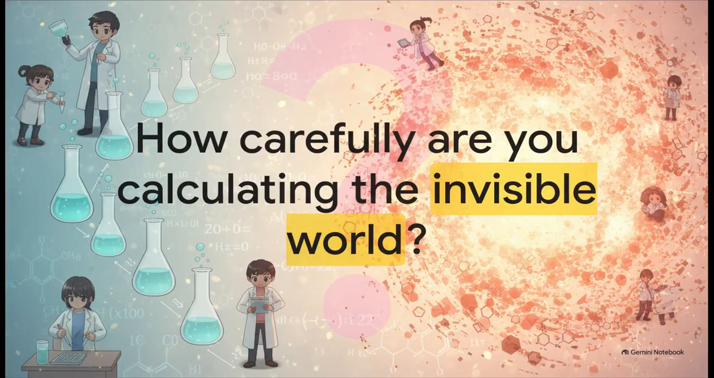I want to wrap up this explainer by leaving you with a bit of a thought-provoking challenge. Because serial dilutions are step-by-step, a single tiny error in an early step doesn't just add up, it exponentially impacts your final concentration. The mistake literally multiplies all the way down the line. So whether you're dosing critical medicine, measuring environmental pollutants, or even just learning the ropes in Chemistry 101, how carefully are you calculating the invisible world around you?